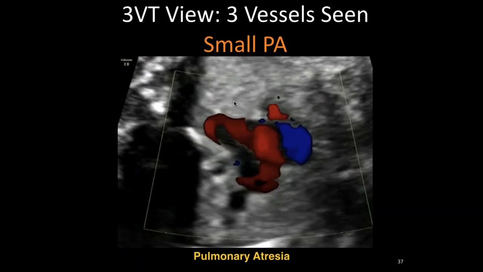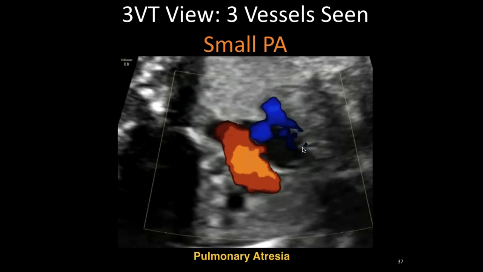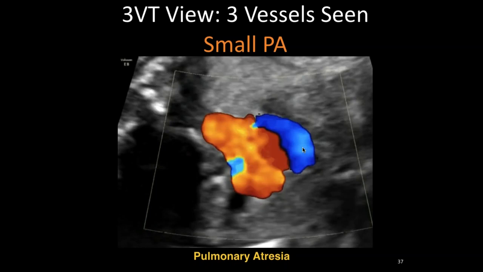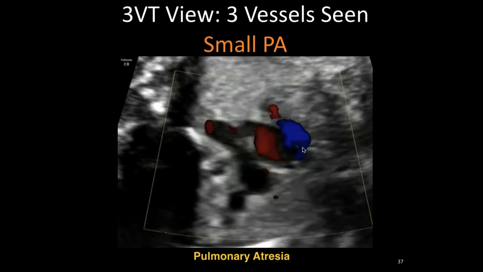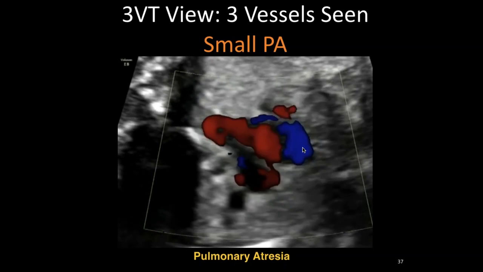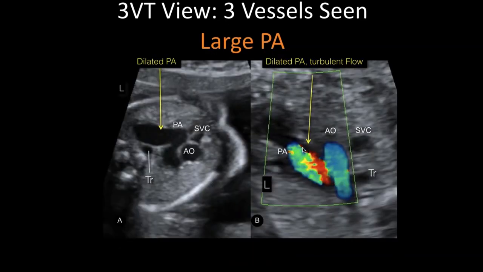And here's another case of pulmonary atresia showing you reverse flow in the pulmonary artery. This is in the third trimester. And it becomes very difficult on grayscale to see those. Color Doppler is really helpful in that setting.